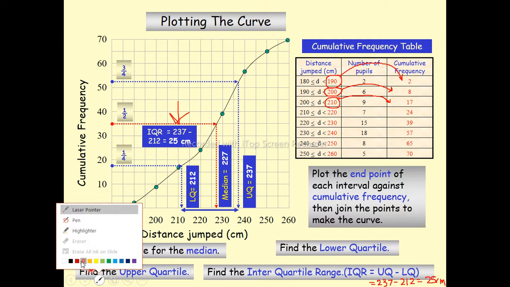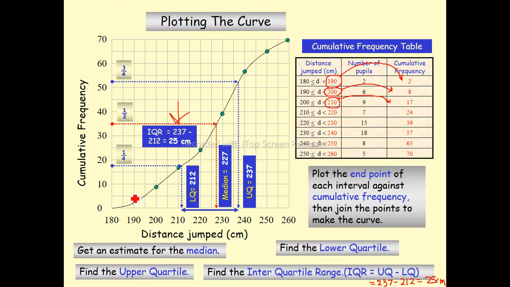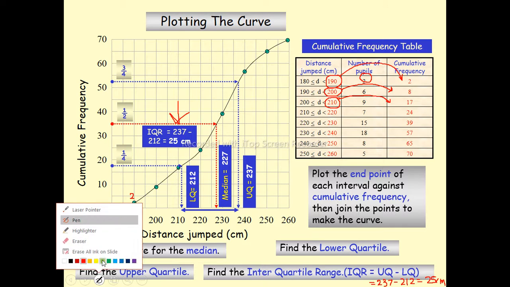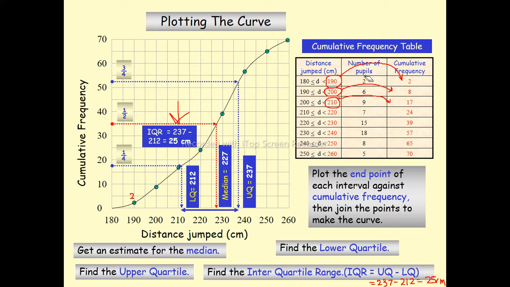So I mean is, okay. No, I don't get you. Not one bit. So what I mean is, at 190, the cumulative frequency between 180 and 190 is 2. That's the frequency. I'm putting my 2. Say it again. But why did you put 2 there?